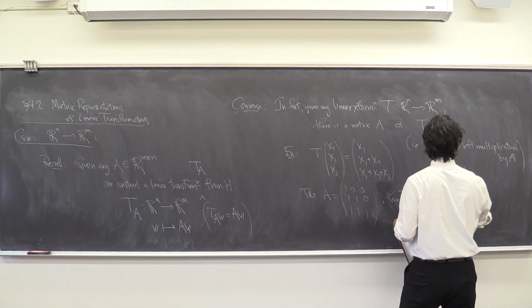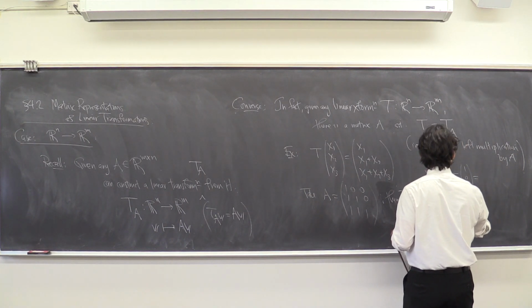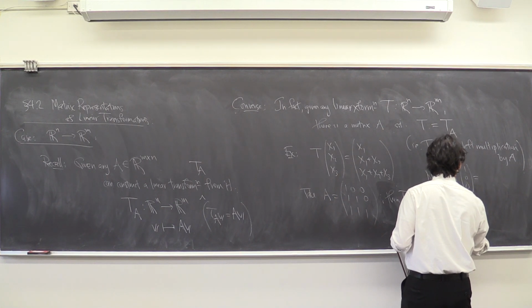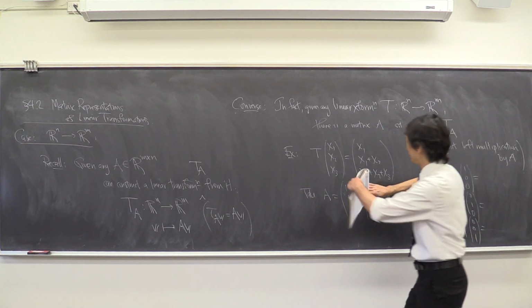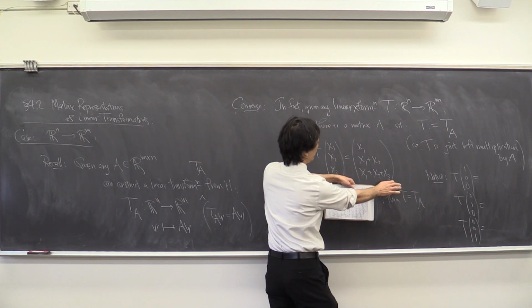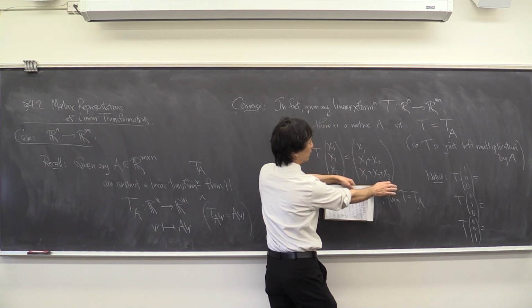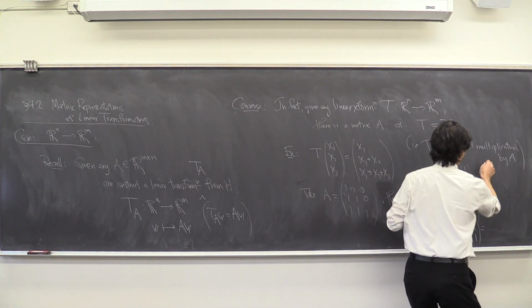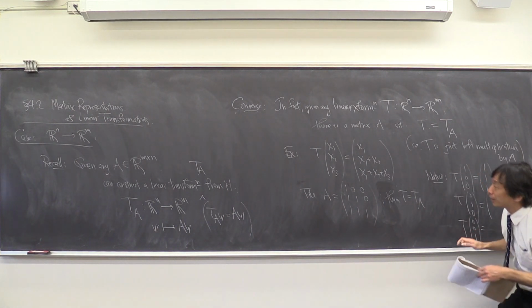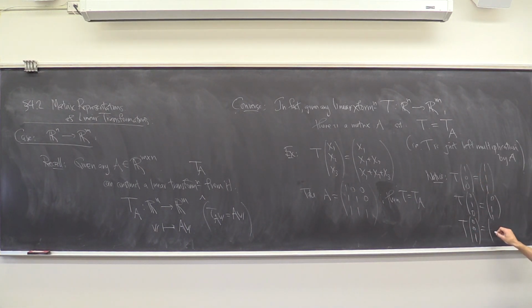what's T of 1, 0, 0? If we suppose we don't know this matrix thing, T of 1, 0, 0 is going to be what? 1, 1, 1, right? What's T of 0, 1, 0? 0, 1, 1. And T of 0, 0, 1? 0, 0, 1, right? And you notice that those things are actually the columns of the associated matrix.